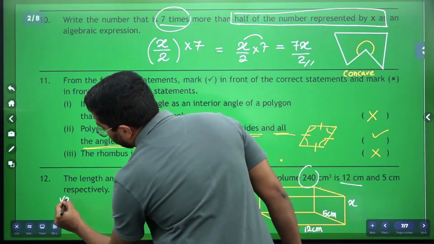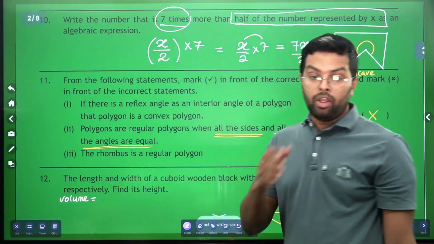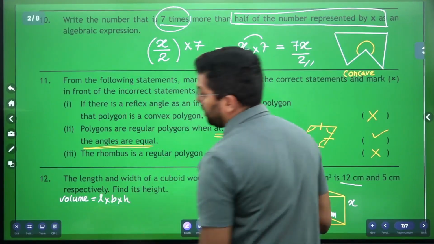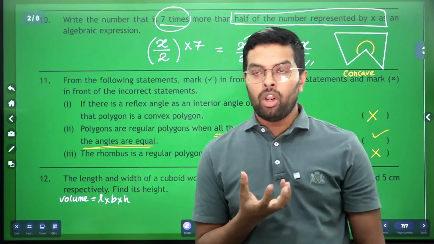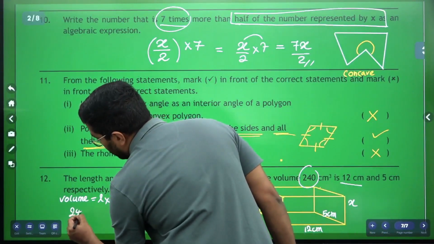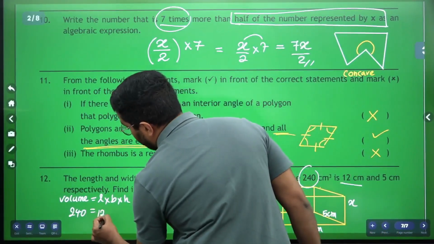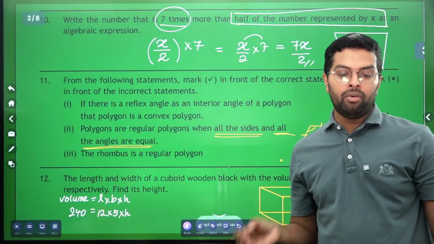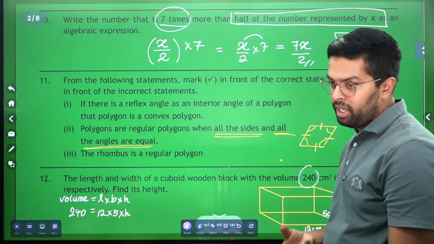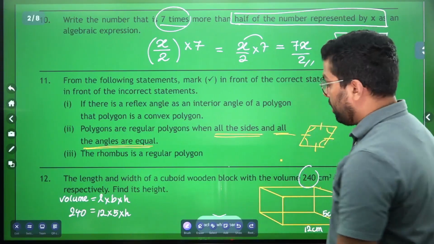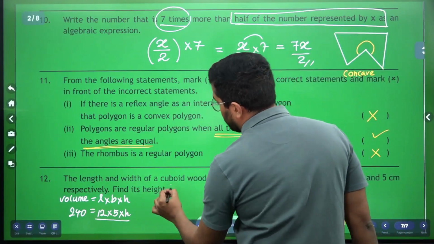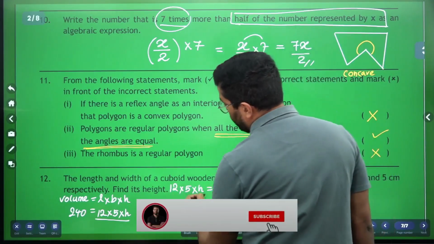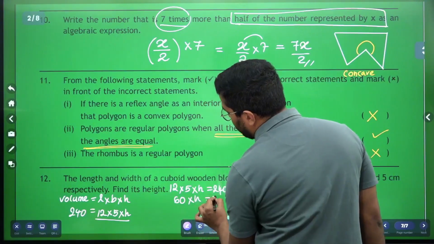Volume of a cuboid is equal to length into breadth into height. The product of length, breadth and height gives you the volume of the cuboid. So the volume is 240, length is 12, breadth is 5, and we are asked for the height. Now it became a simple equation where we do not know the value of one term, which we can find out. So 12 times 5 times h is equal to 240. So 12 times 5 is 60, times h equals 240.